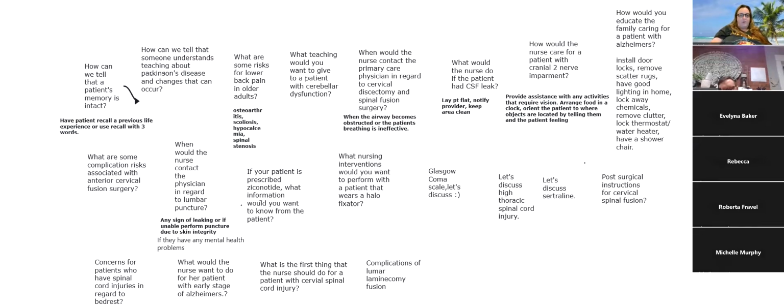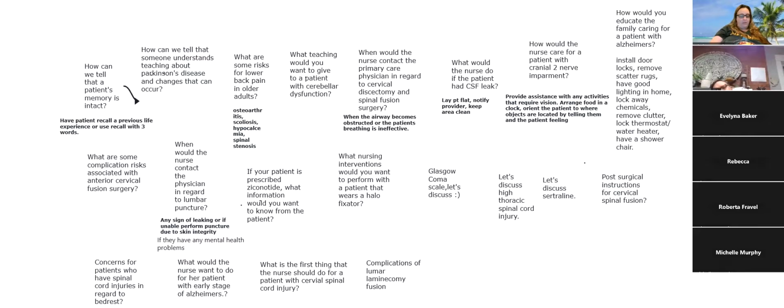Okay. So what is the first thing that the nurse should do for a patient with cervical spinal cord injury? And we've been saying this. It keeps repeating. It must be important. Airway? Yeah, so we want to evaluate that, right? Okay.